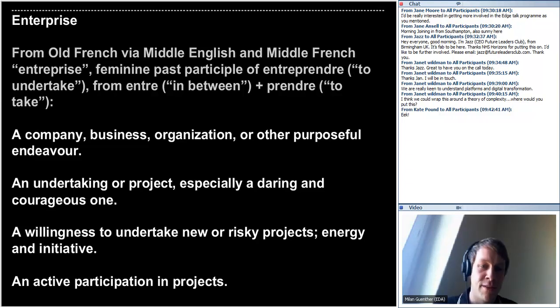Then, of course, it also means a company, business, organization, or other purposeful endeavor, but there the boundaries are often not very clear. For us, it's really the idea that there are entrepreneurial people, and they have an enterprise, and this is the true scope that design needs to appreciate in order to deliver. In healthcare, a hospital would be an enterprise. The healthcare system, the NHS, would be an enterprise. A big party that you organize for all NHS people nationwide would also be an enterprise.